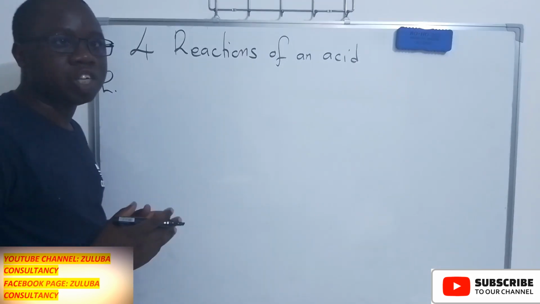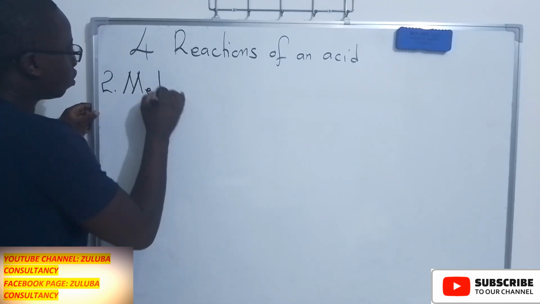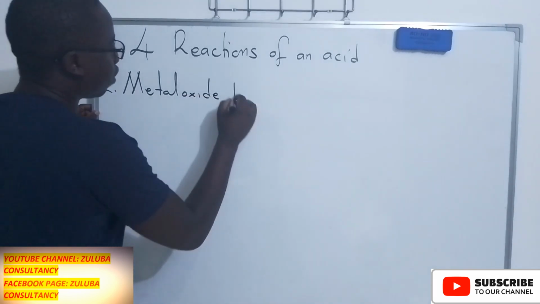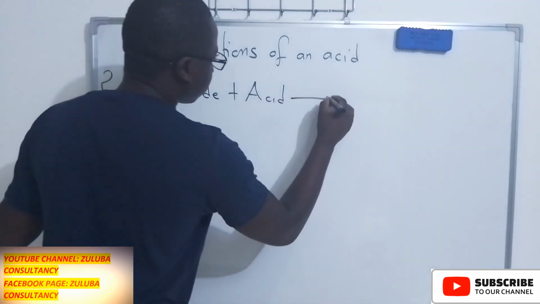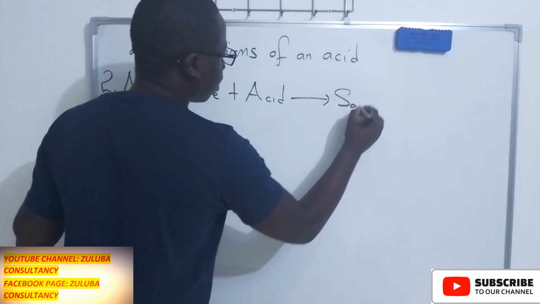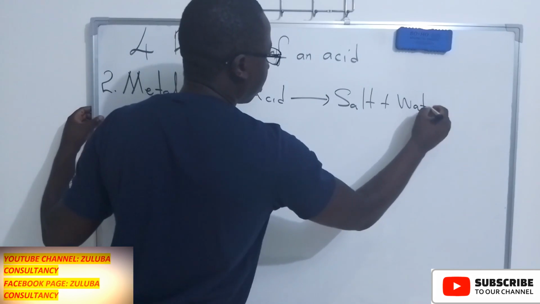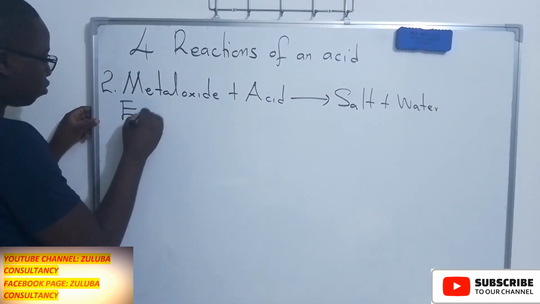The second reaction we want to look at is when a metal oxide reacts with an acid. So when a metal oxide reacts with an acid, it always produces a salt and water. We can look at the example of this reaction.